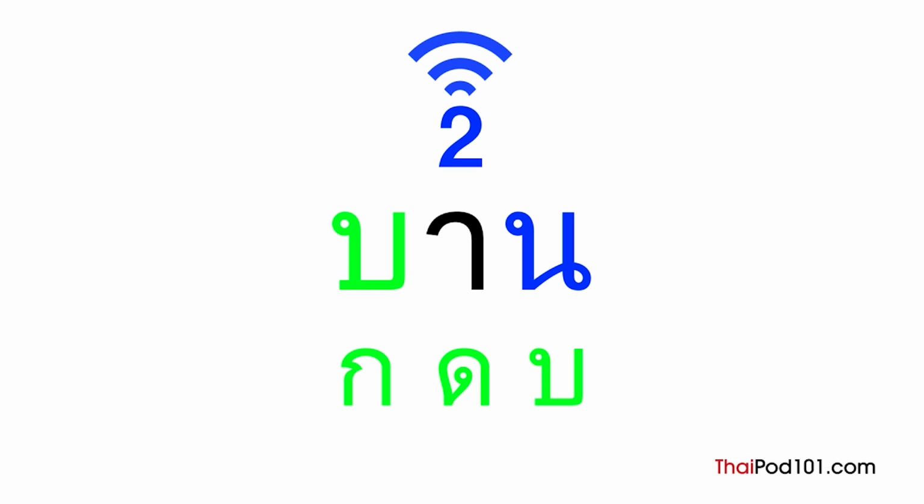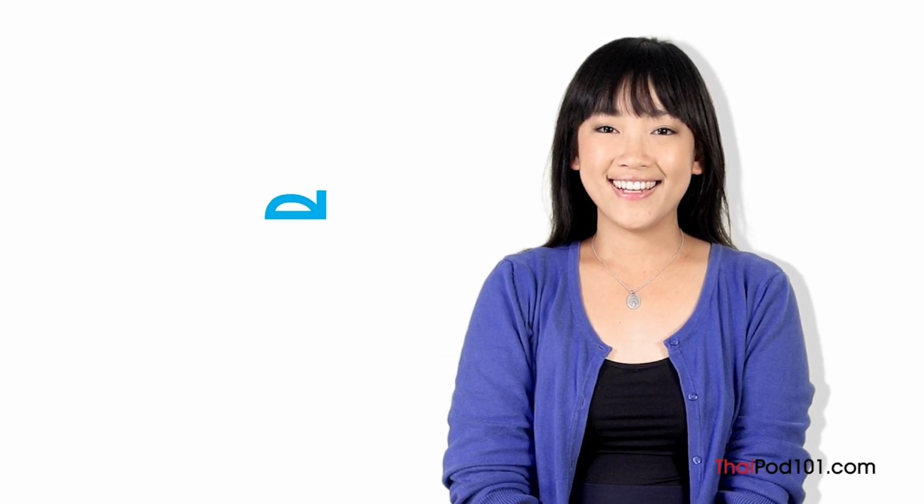But first, I want to show you one new vowel. This is สระอี. It is a long vowel that makes the sound E like the double E in green. สระอี is written above a consonant.